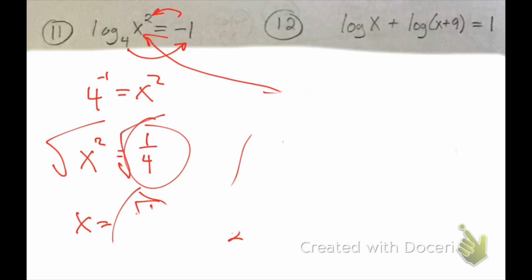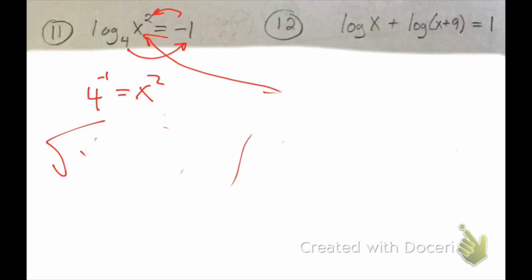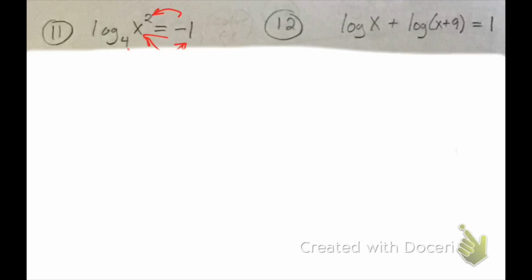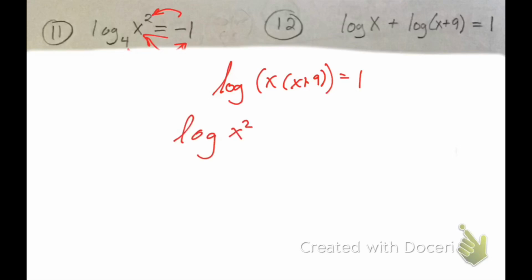Number 12. So looking at number 12, I'm adding these logs so I can combine it as a single logarithm and multiply. So I get x times x plus 9 equals 1. So log of x squared plus 9x equals 1.